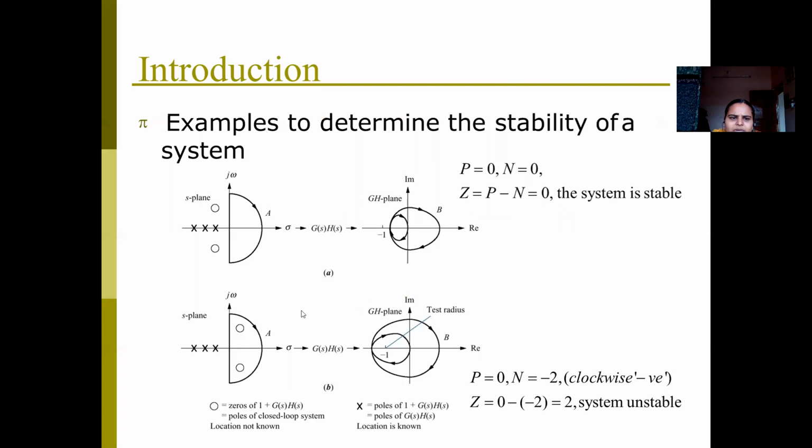Here are some examples given. Observe here, 3 poles are located and 2 zeros are located here. For this, your Nyquist contour is going to take this path. Then P equals 0, N equals 0. Then Z equals P minus N, which equals 0. If I get this value, then I can tell that the system is a stable one.